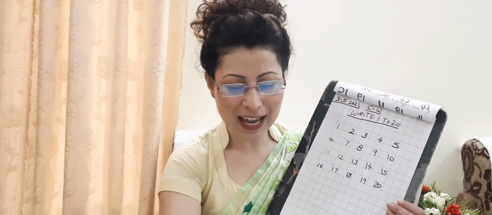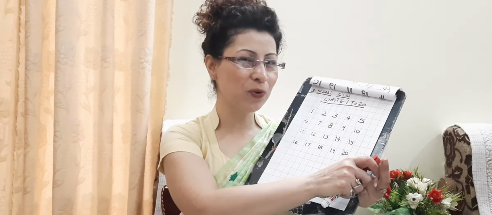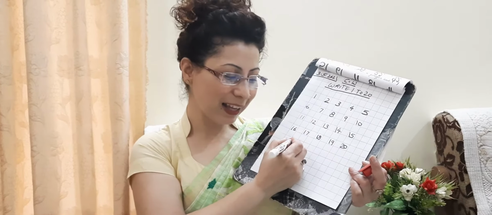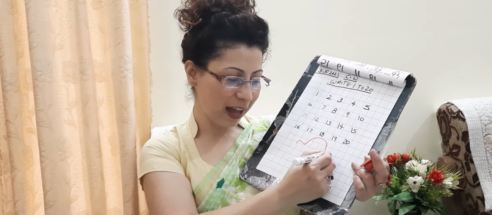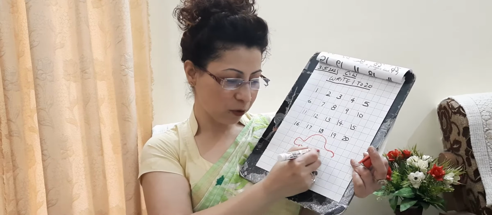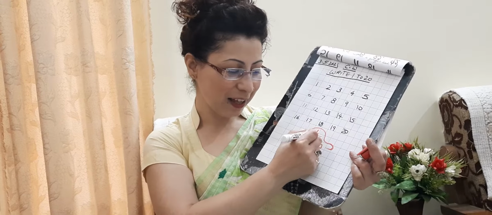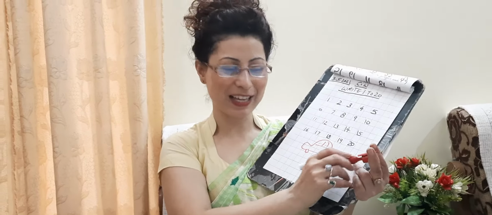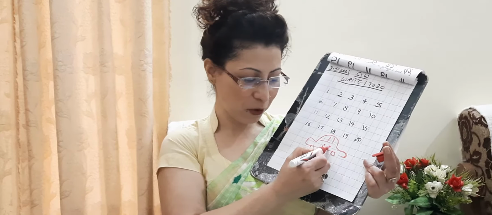So, as a gift, I would love to give you a smiling car. Ye aapki car hai. Ma'am ke saath ghumne ke liye. Ma'am ke saath ghumne jayenge. It's a smiling car for you as a gift. Now, quickly move to our homework.